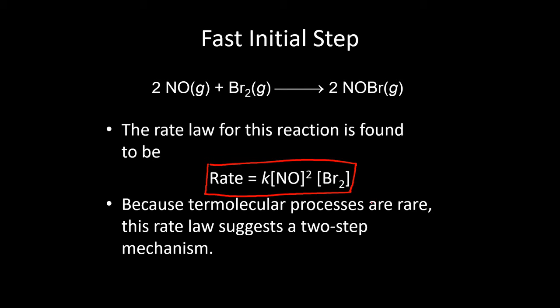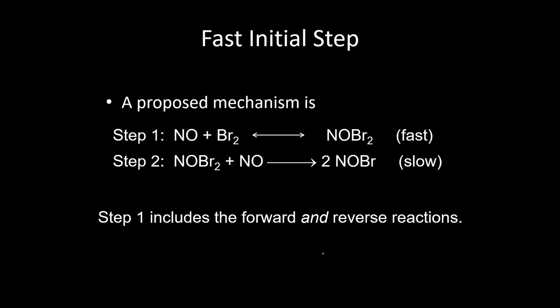Now, at first glance, this seems like a termolecular process because it seems like we have 3 different concentration units, which suggests termolecular. But remember, we said termolecular processes are so incredibly rare, we were just going to pretend like they don't exist. And so instead, we are going to think, maybe there's a 2-step process that is a little bit more complicated that will yield this same rate law.